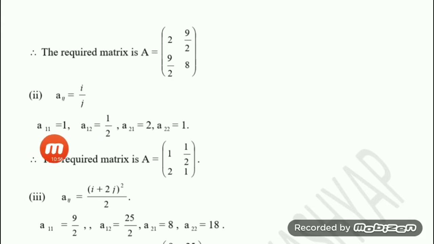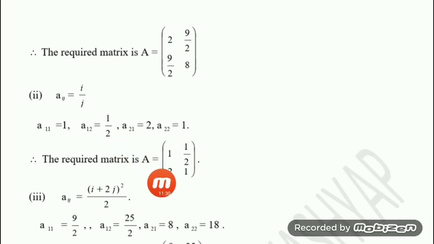A11 will be obtained as 1 by 1, which is equal to 1. A12, I is 1, j is 2, so it will be 1 by 2. Next, A21, it is 2 divided by 1, which is equal to 2. I have not shown the calculation here. Okay, A22, 2 divided by 2, that is equal to again 1. So we have got our elements. Now substitute in the corresponding positions. Means in the place of A11, here you have to put 1. A12, this is the position of 1, 2, that is half.